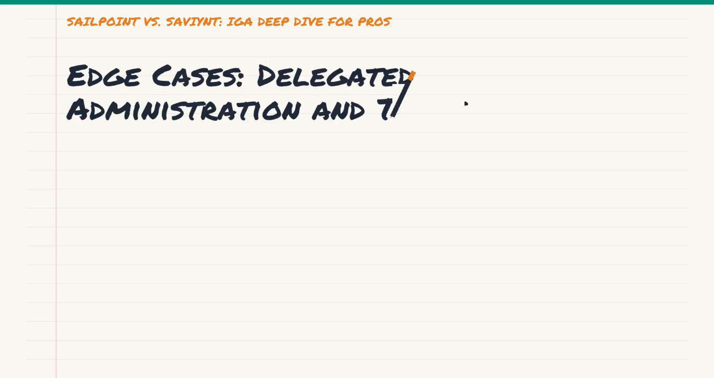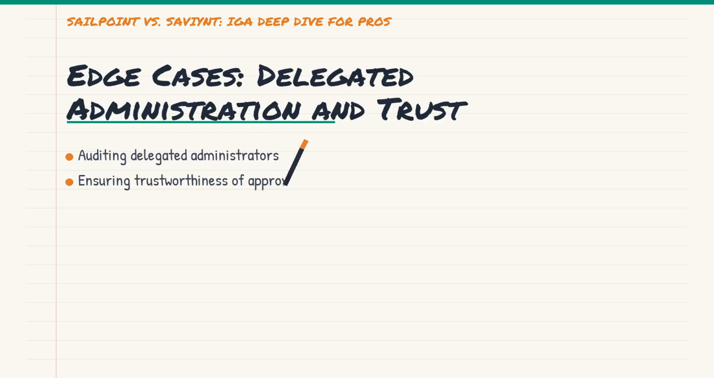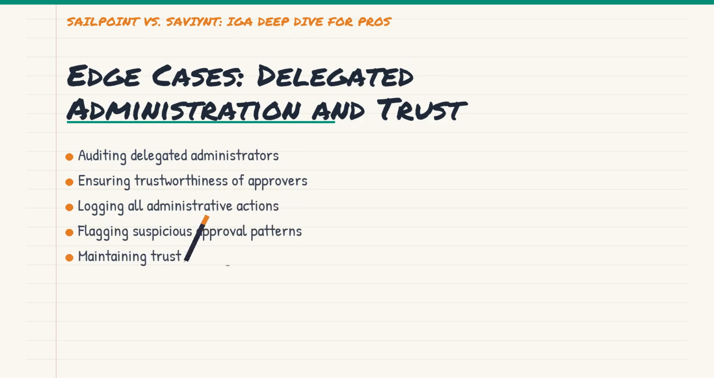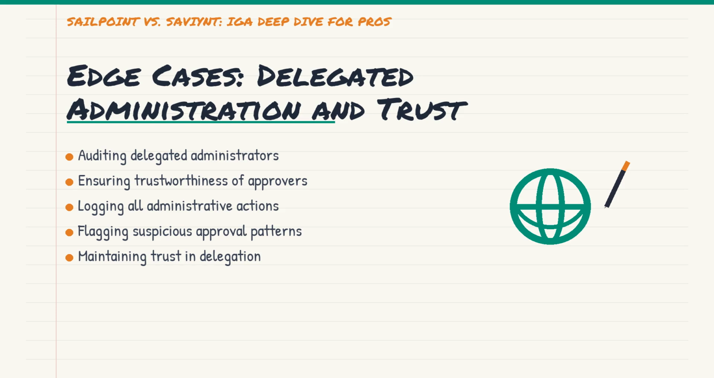Delegated administration is another tricky area. You might delegate the ability for specific managers to approve access requests for their teams. But how do you ensure those delegated admins are trustworthy and making good decisions? This is where audit trails and reporting become essential. You need to be able to audit the auditors. If SailPoint or Saviynt are used in a highly delegated model, the system's ability to log who did what and potentially flag suspicious approval patterns is vital for maintaining trust and security.